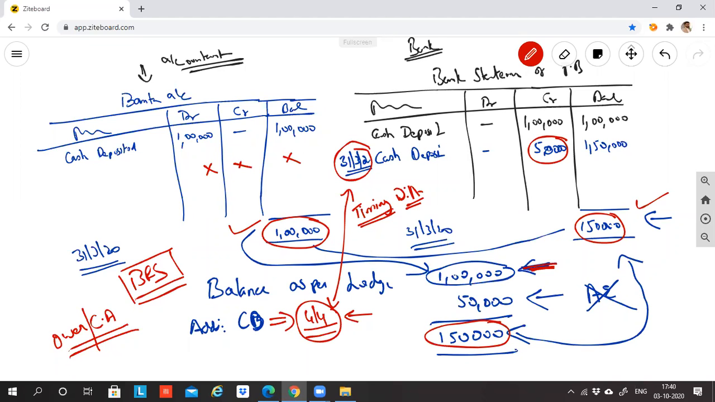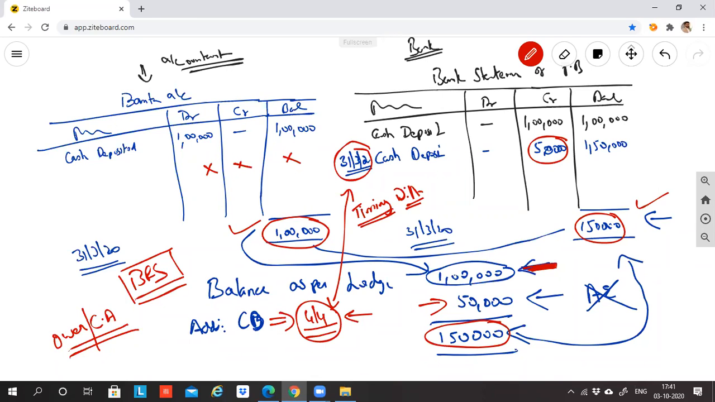BRS will tell, sir, this 1 lakh rupees is there in my bank ledger. 50,000 is the amount that was directly deposited in the bank account on 31st March, which the customer failed to inform us. So I'm adding this money for your understanding. Now this is matching with the bank. Now the accountant and owner will be okay, right? This is the difference, and the reason for the difference is known. Now the accountant, the chartered accountant and owner, all three are comfortable that okay, this is what has happened, and they proceed towards the next activities.